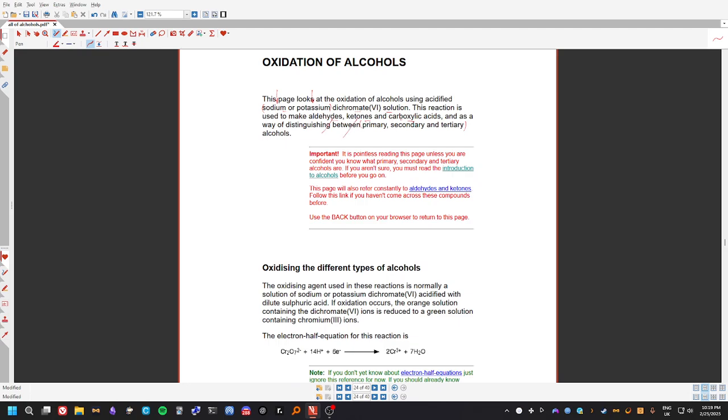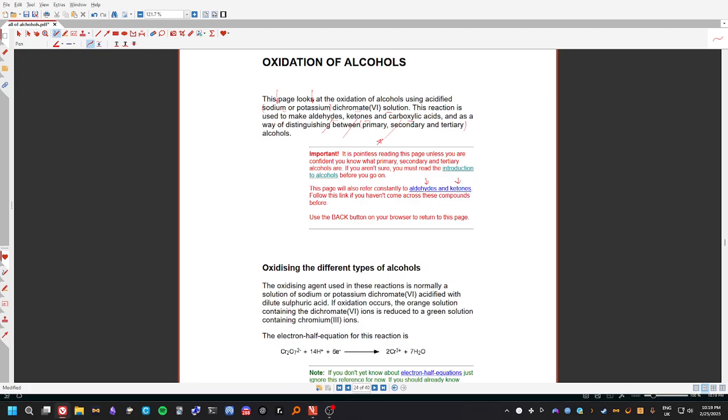Okay, so this is a lot of new terms being used here. Aldehydes, ketones, and carboxylic acids. Carboxylic acids is the only old one. At this point, let's read this page unless you're confident you know what these are. So it'll constantly refer to aldehydes and ketones. Follow this link if you don't know what those are. So one second, guys. This is going to be a fairly long topic, but alhamdulillah, there's no side links here, so this is going to be a one-off thing.